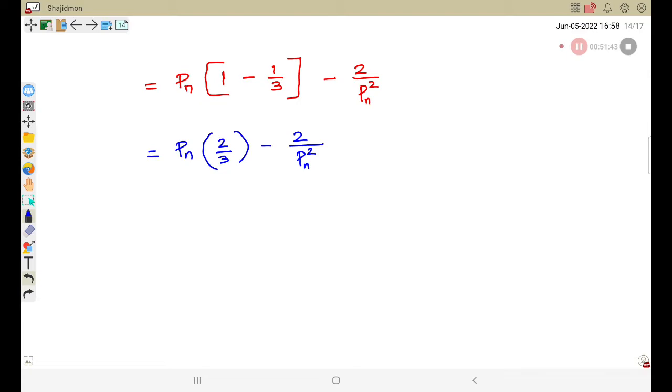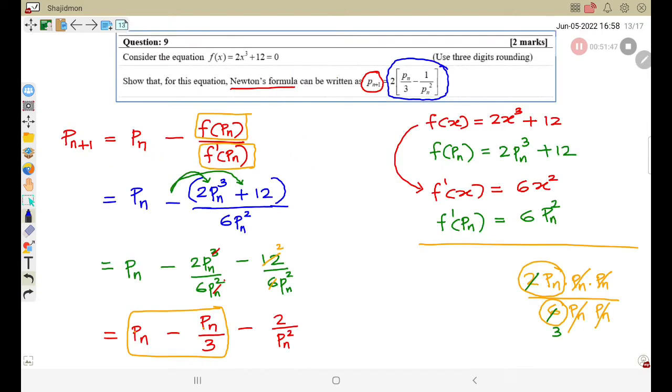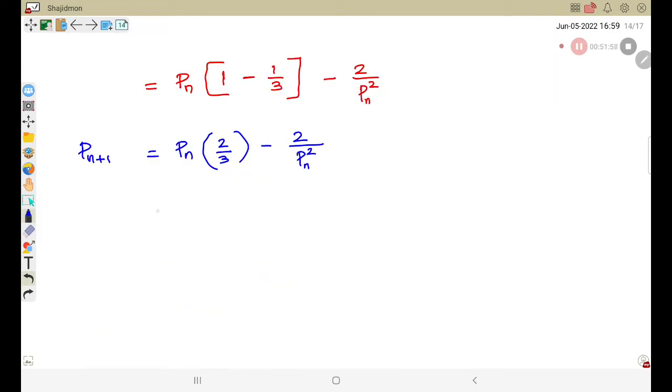Okay. Now, we started from Pn plus 1 and we go to this one. Now you can check what answer you want: 2 multiply Pn over 3 minus 1 over Pn square. Correct, this is the answer we needed. So the 2 we want to take outside as common. From here, I am taking 2 common. 2 multiply, what will be the balance?